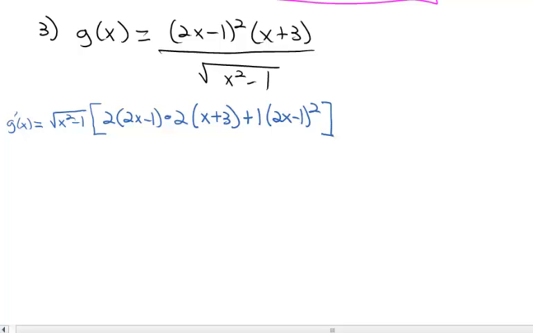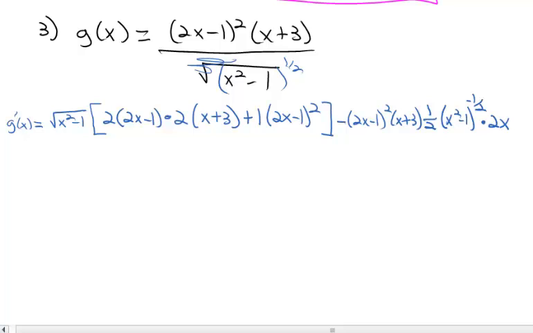Overall, so far, we've got low d high minus high, which is 2x minus 1 squared times x plus 3, d low. And we should recognize that square root, we don't really do square roots, we do 1/2 powers. So times the derivative of 1/2 x squared minus 1 to the negative 1/2 times the derivative of the guts. The derivative of x squared minus 1 is 2x.